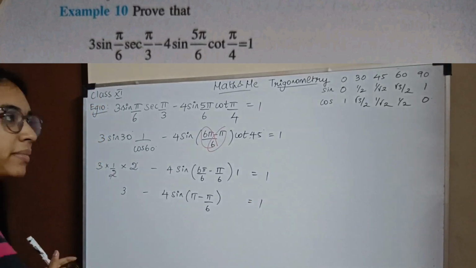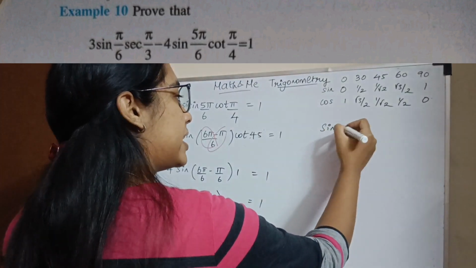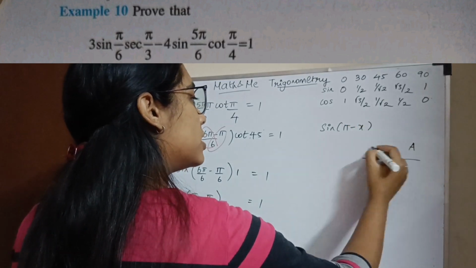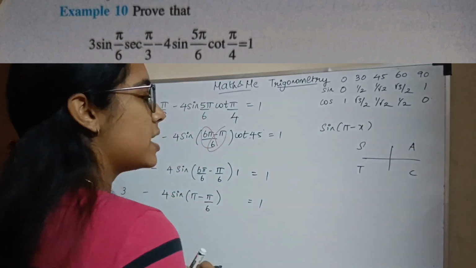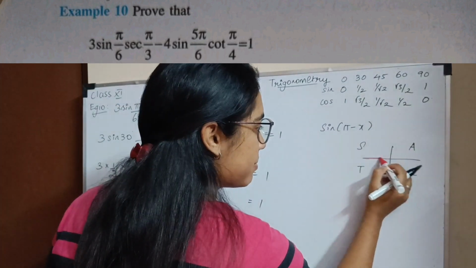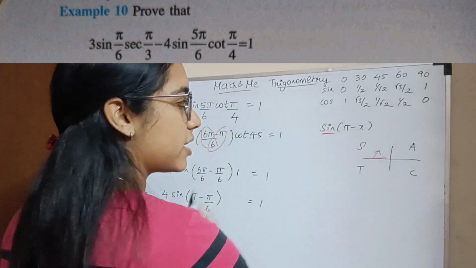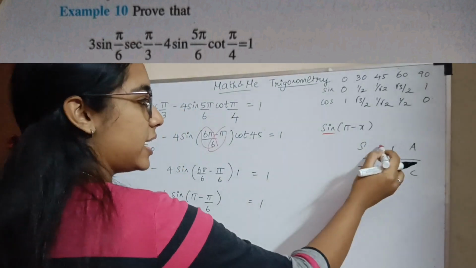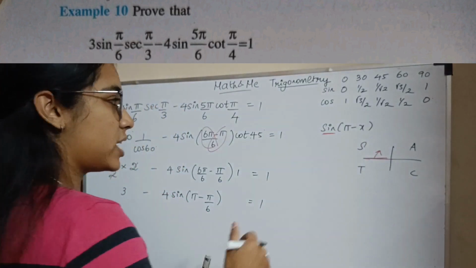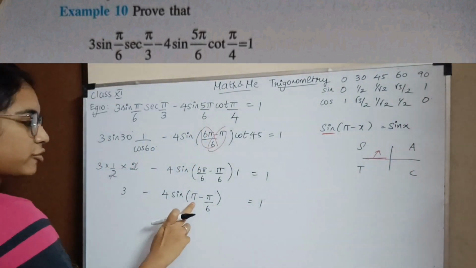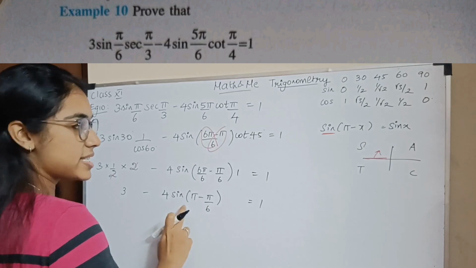Now, what is sine of pi minus x? Sine of pi minus x, where are we? All silver tea cups. Pi is here. Pi minus x means we are dealing with the second quadrant. In the second quadrant, what function are we seeing? Sine. So sine in the second quadrant will be positive. So sine of pi minus x is sine x. So we have sine of pi minus pi by 6, which will be sine pi by 6.